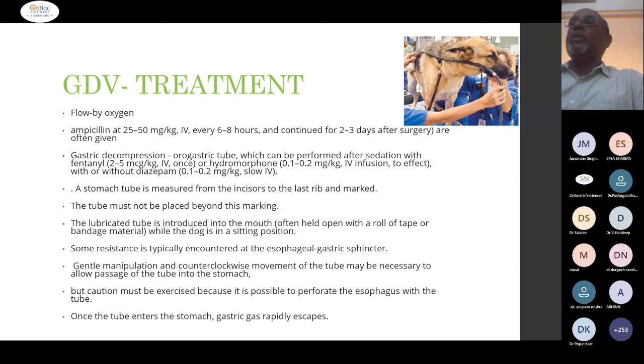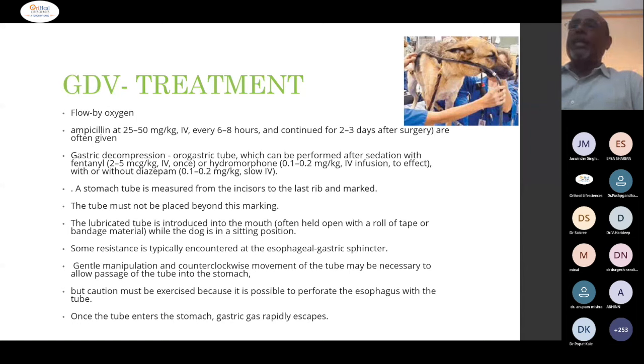A stomach tube is measured from the incisors to the last rib. Mark it, slowly apply a lubricant and introduce the tube through the mouth into the esophagus. The mouth is often held open with a roll of tape or bandage material so that the dog doesn't bite and swallow the tube. All of this should be done in the sitting position so that the tube can pass into the stomach. There is no twisting of the tube while you are passing it.